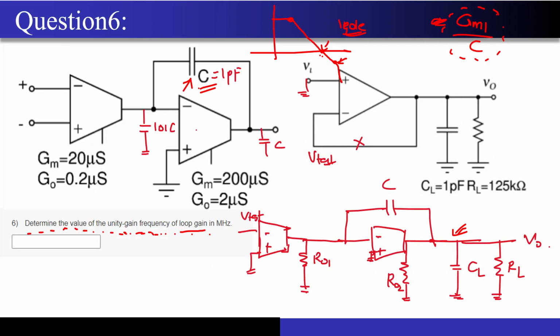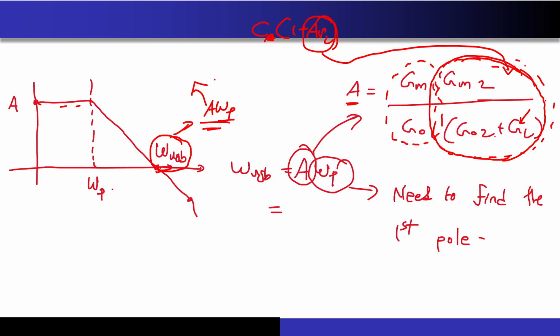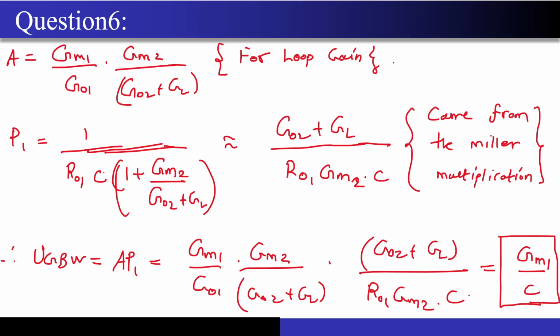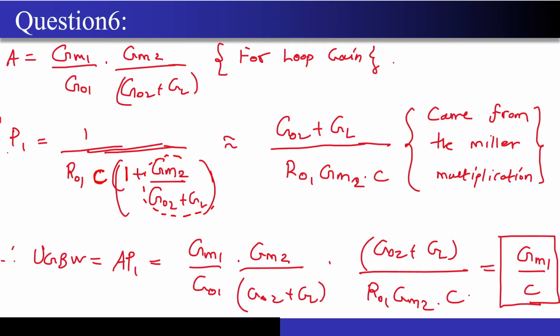Remember, what is the gain of this second stage now? The gain of the second stage is this particular quantity, GM2 upon GO2 plus GL. So the compensation capacitor C will be multiplied by the gain of the second stage, GM2 by GO2 plus GL. If there was no loading, I would not have to take this GL into account, but since the loading is there, I definitely have to take its effect into account. So you can see that the net capacitor C has been multiplied by this quantity, and the RO1. The RO1 is nothing but 1 upon GO1, which is the net resistance present at this particular point over here. So this is how you can easily find the expression for the pole 1.